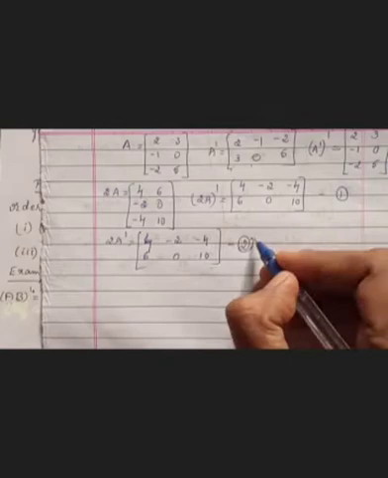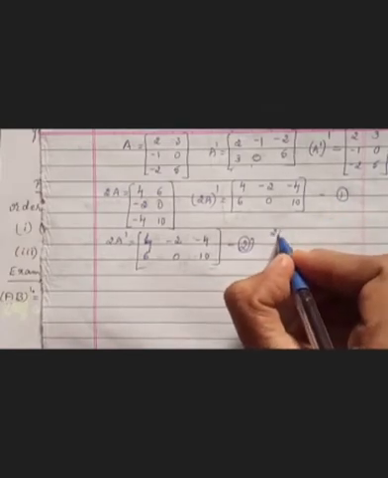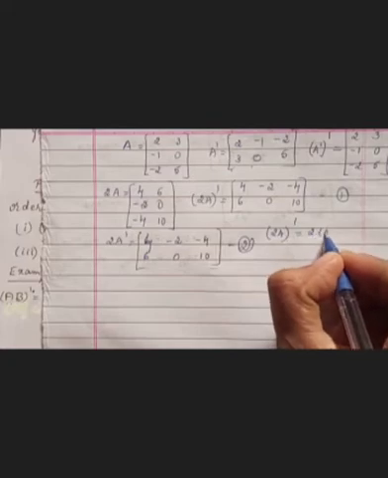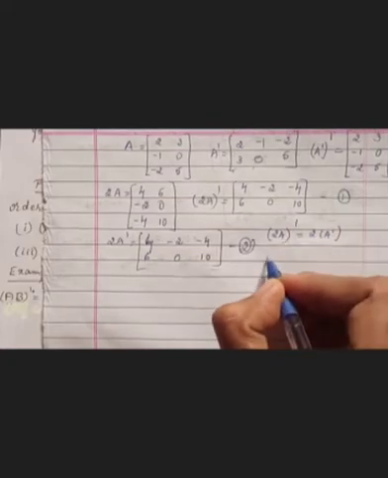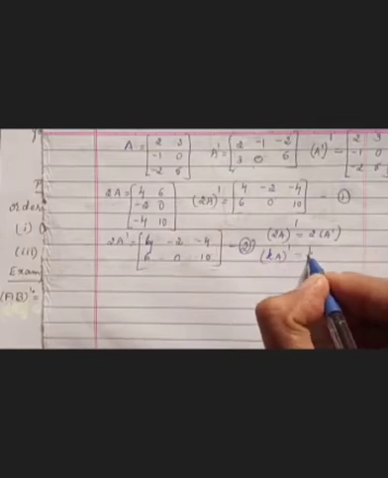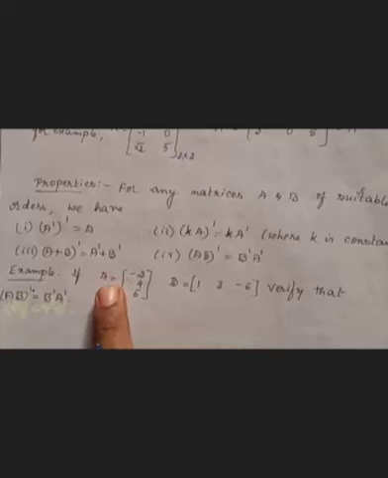So from 1 and 2 we can conclude that (2A)' is equal to 2 times A', or in general (kA)' is equal to k times A'. Both are the same here. Similarly, we can explain these two properties. (A + B)' is equal to A' + B'.